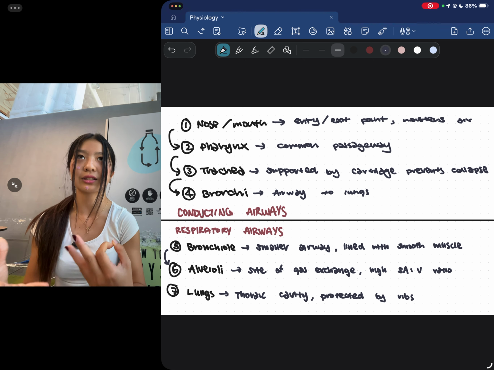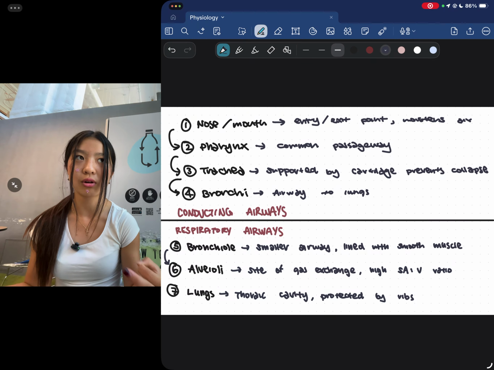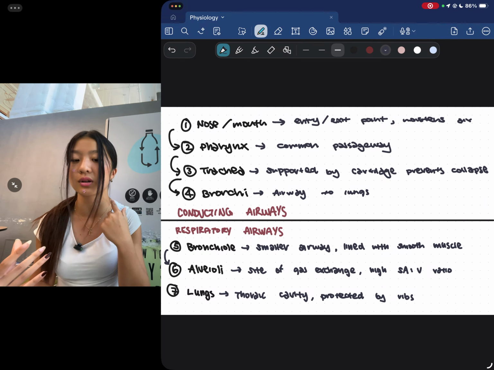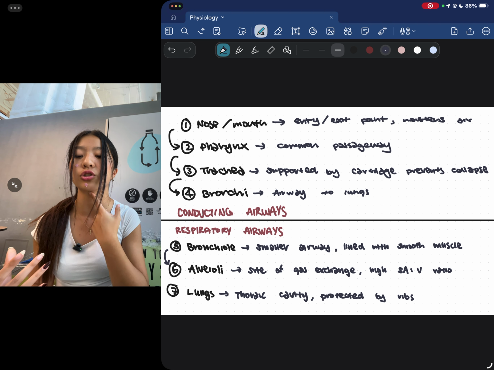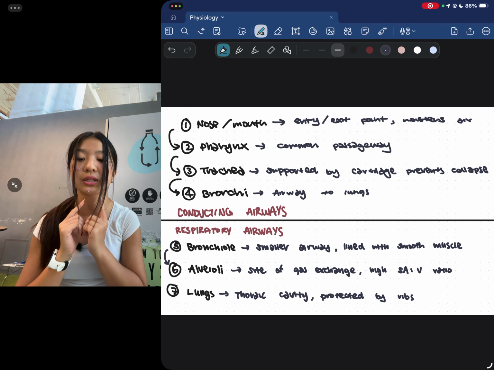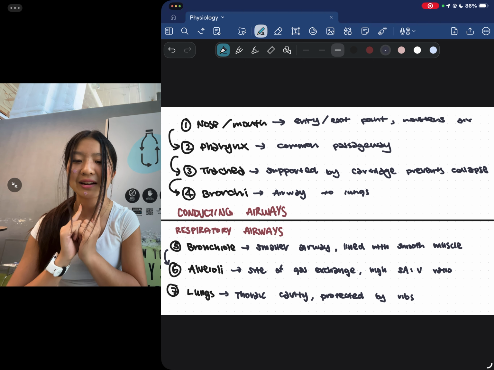This means that as air enters, especially in really cold climates, your nose and your mouth help to warm the air up a little bit so it's not as a shock to your system. Then we have the pharynx, and this is the common passageway for air, and it's the back of your nose and your mouth. The air goes down and goes into your trachea, which is your windpipe, and it's supported by cartilage, which lines your neck, which prevents the collapse of this wind air tunnel.